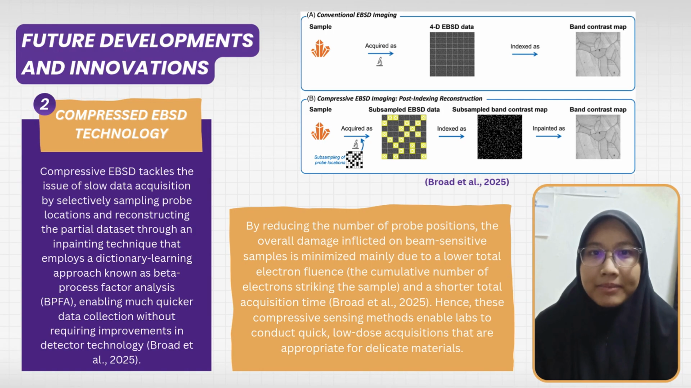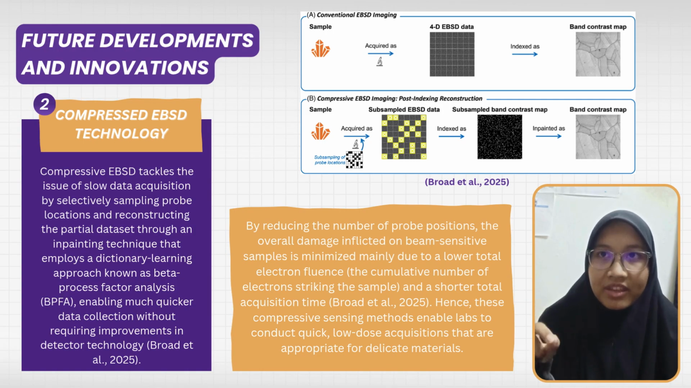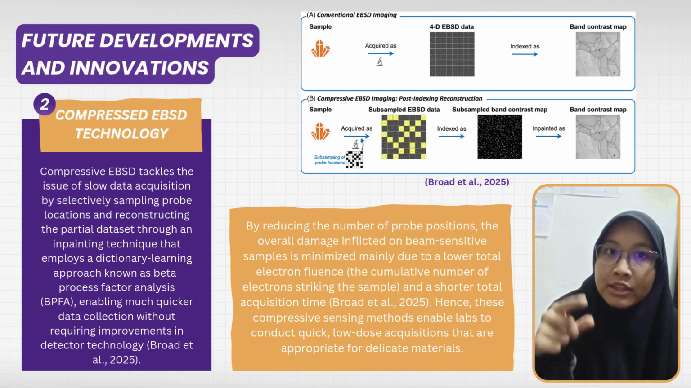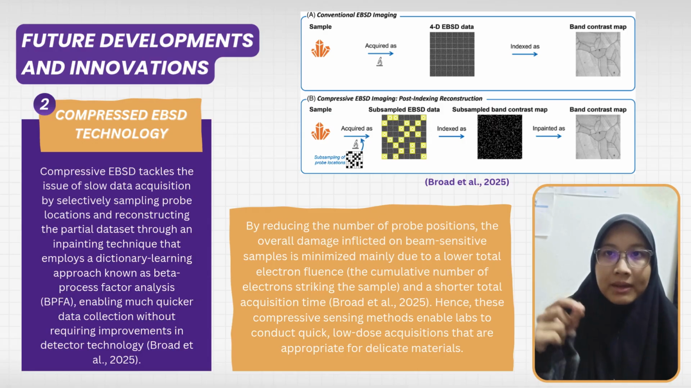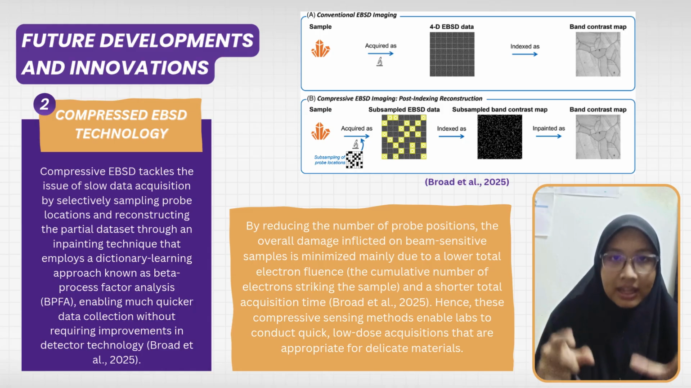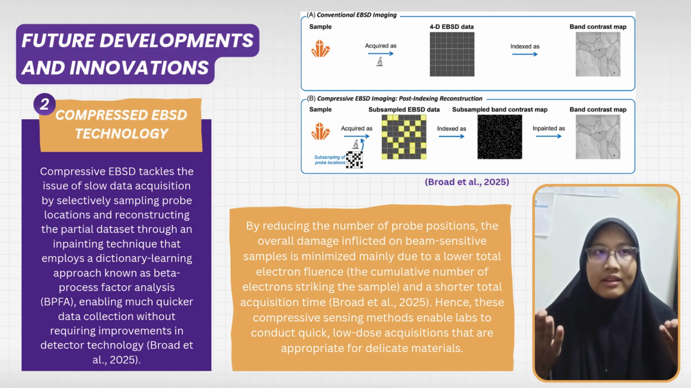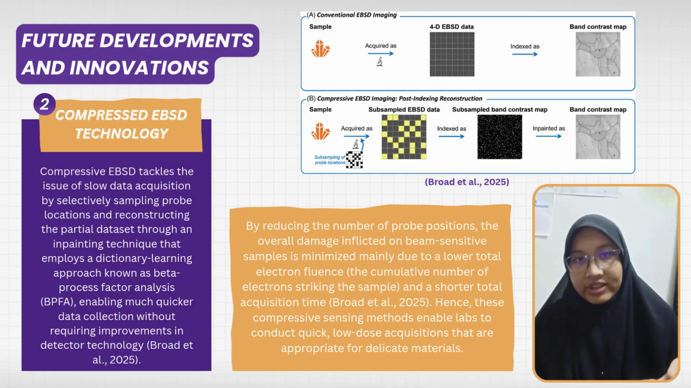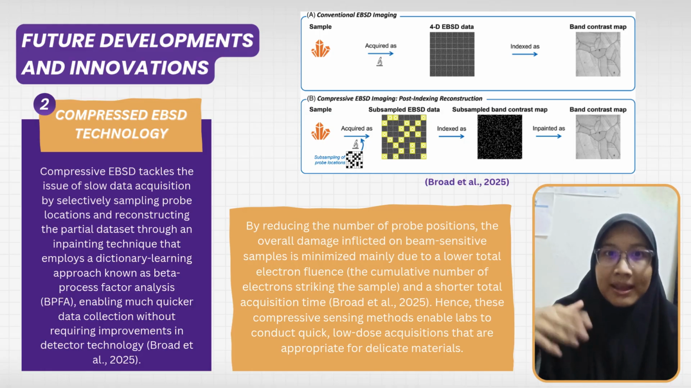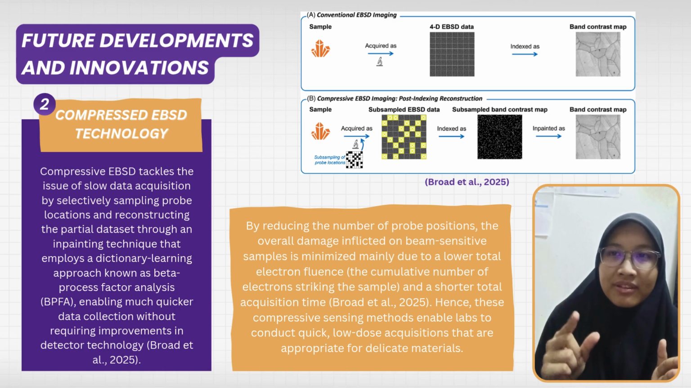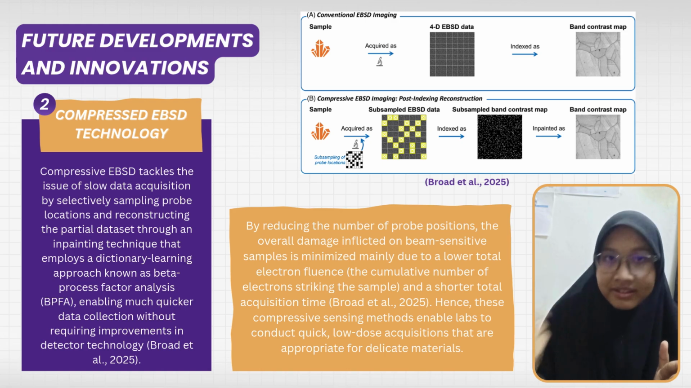By reducing the number of probe positions, the overall damage inflicted on beam-sensitive samples is minimized, mainly due to a lower total electron fluence, the cumulative number of electrons striking the sample, and a shorter total acquisition time. What does it mean? It means that for a sensitive sample, by using the compressed EBSD technology, we could lessen the damage that we inflict on them. Hence, these compressive sensing methods enable labs to conduct quick, low-dose acquisition that is appropriate for delicate materials.